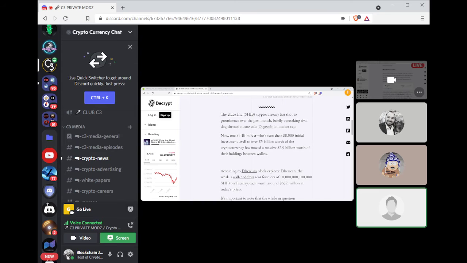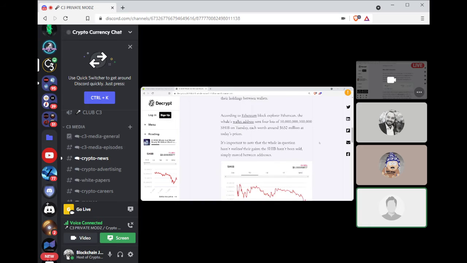Now, one Shiba holder who's seen their $8,000 initial investment swell to over $5 billion worth of crypto has moved a massive $2.9 billion, or roughly half, of their holdings between wallets. According to Ethereum block explorer Etherscan, the whale's wallet address sent 4 lots of 10 million trillion SHIB on Tuesday, each worth around $362 million at today's prices.